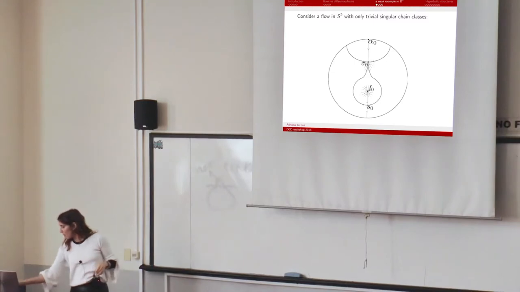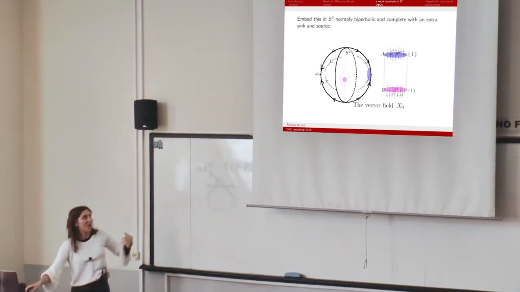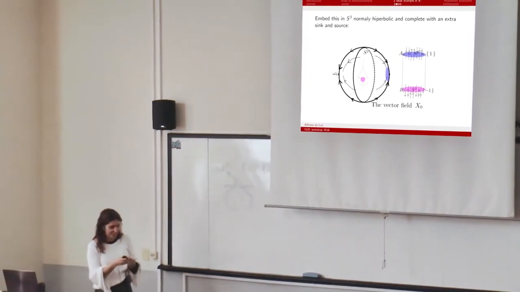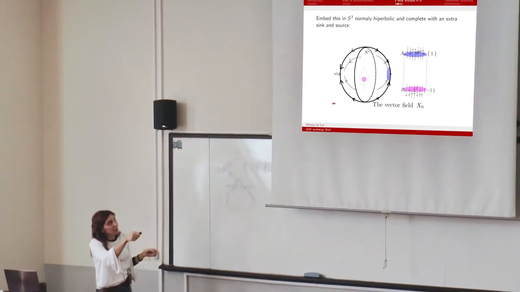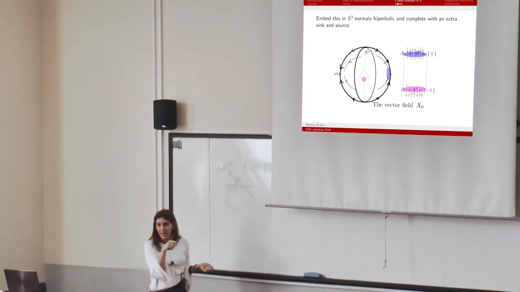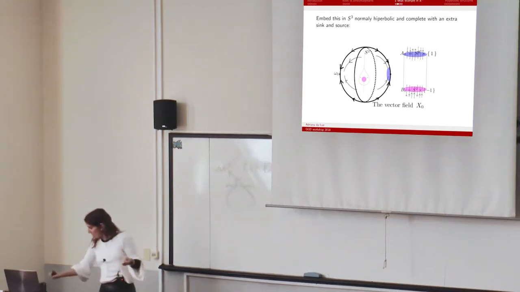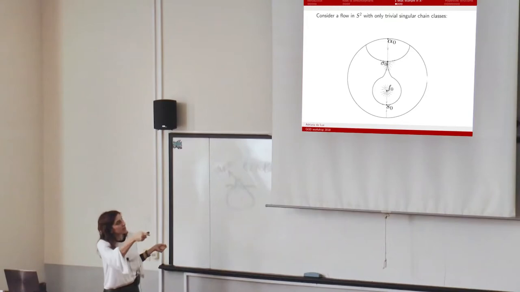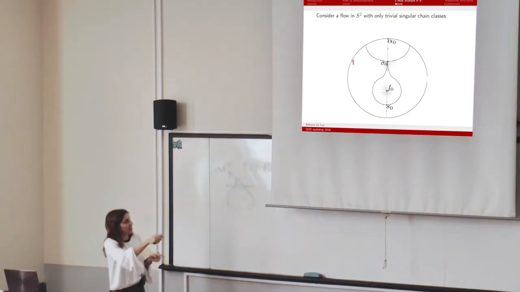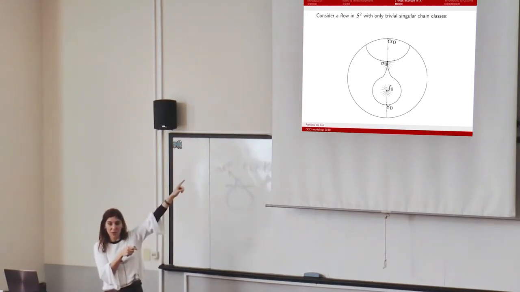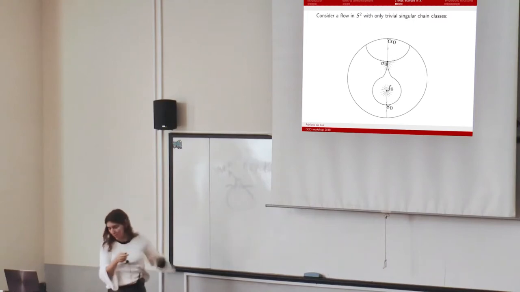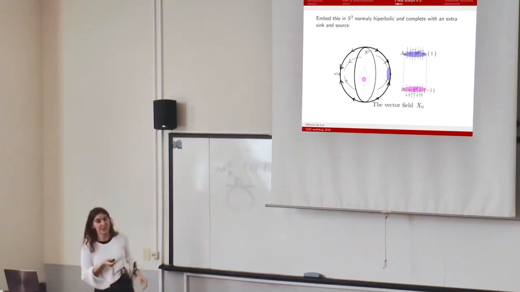Okay, so now what I'm going to do is I'm still drawing S2 as a disk, okay? And so I'm putting S2 normally hyperbolic in a S3 sphere, and I'm adding a sink and a source. So now I can remove a small open set around the new sink I added, which is this one. And I can remove an open set around, if you remember, this F0 there, which is a source. And I want to take a neighborhood out of that one. So I took a neighborhood out of a source, and then I took a neighborhood out of a sink.